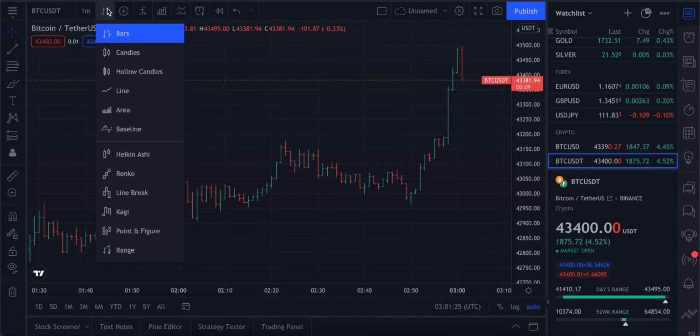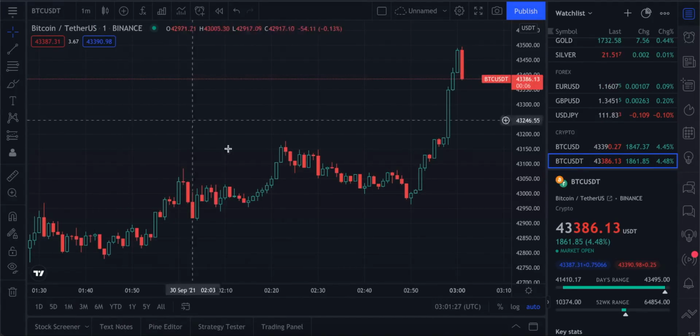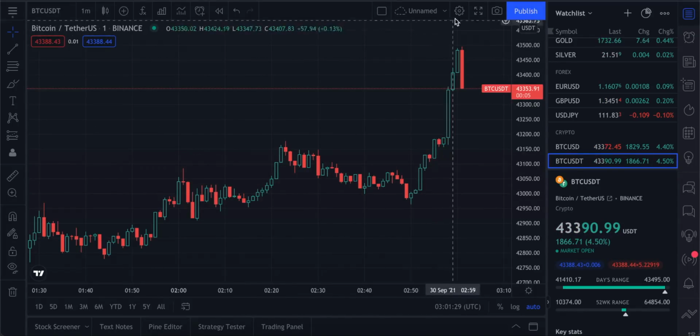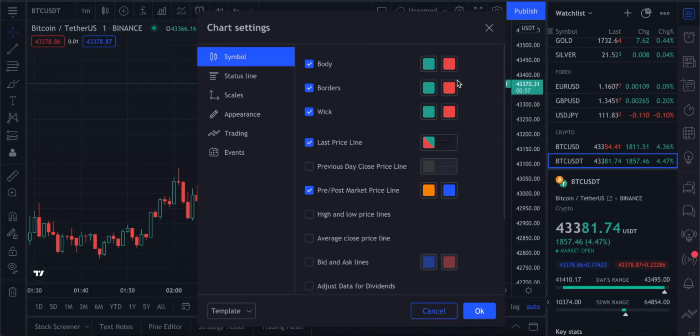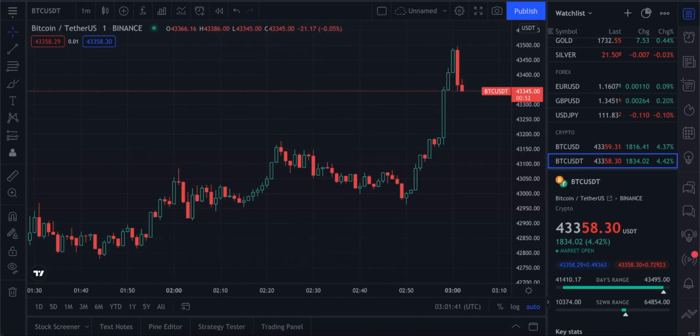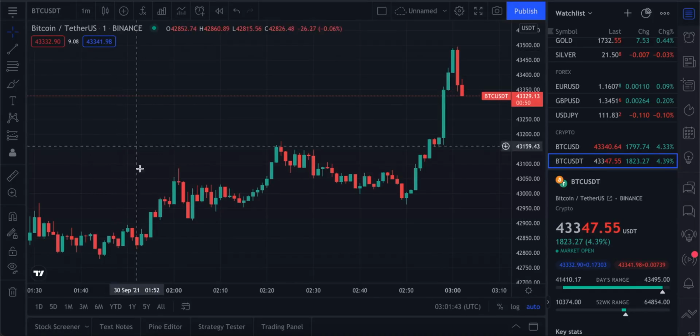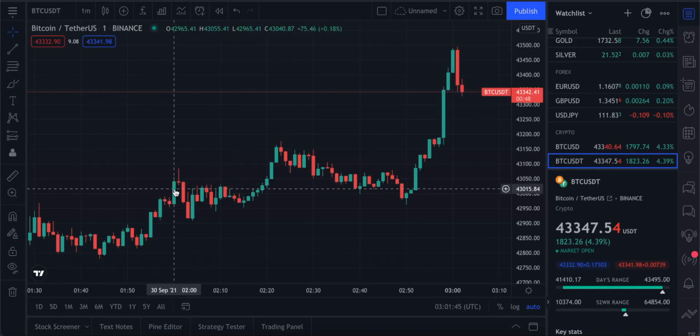Some people like to use the hollow candles, and you can always go to the settings bar here and change the colors of the candles if you like, and make it more customized however you want. But anyway, keeping it basic here, that's what you want to see here.